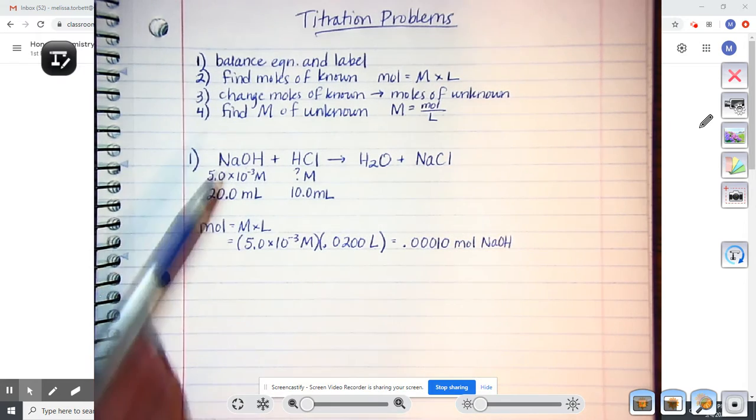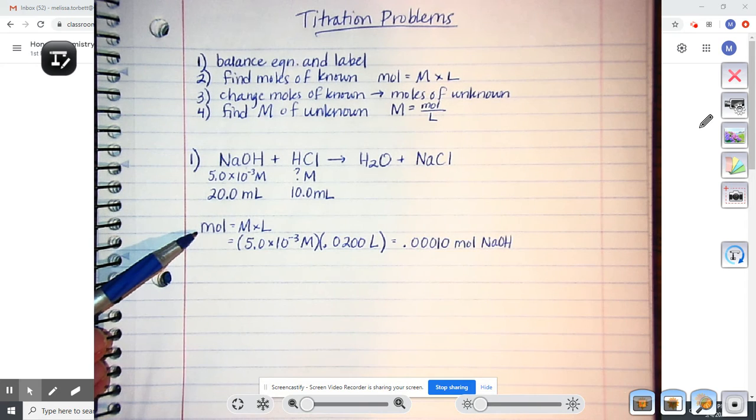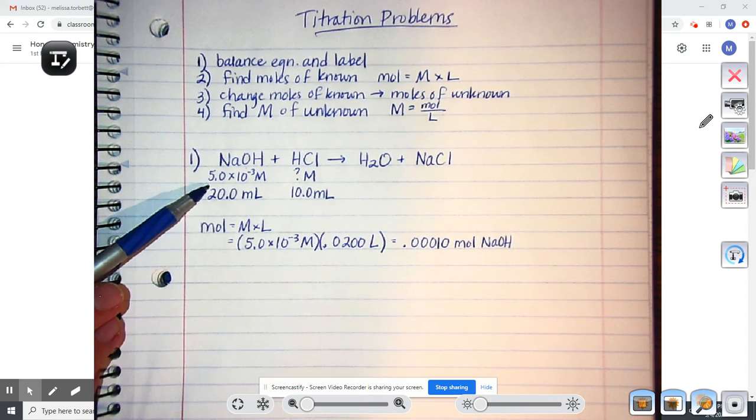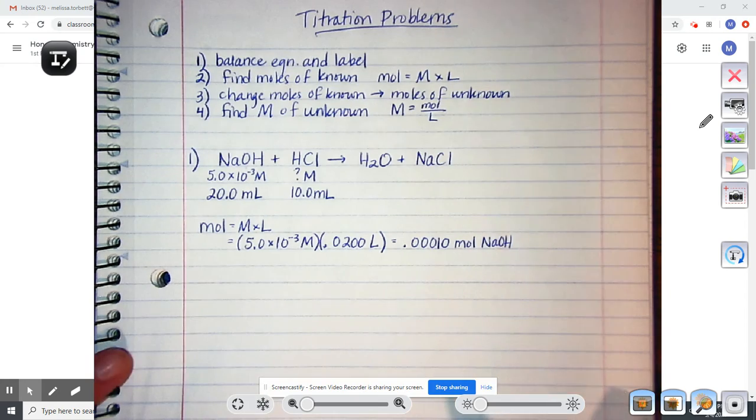So this is step 1. We wrote and balanced the equation and we labeled it. This is step 2. We found the moles of the known. We had to find the moles of this one because it's the only one that had both of the pieces that we needed. Now we're going to go to step 3.